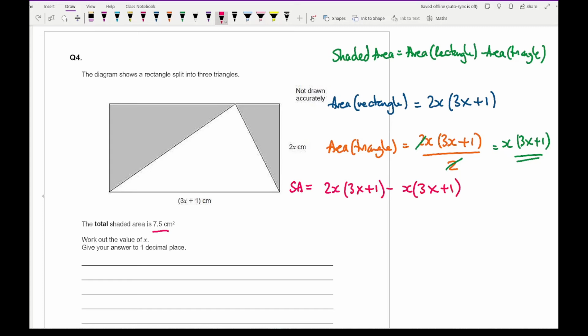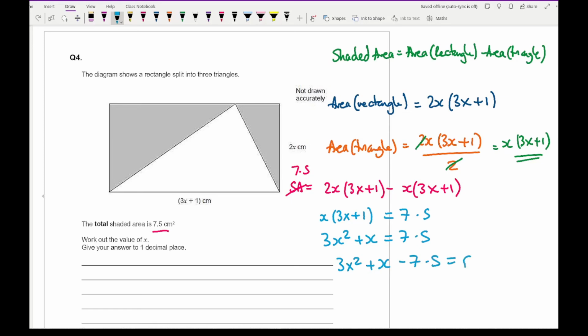Now, we then know that the surface area is 7.5, and if I take those two things away, as it's unfactorized, it's just going to give me a single x: 3x plus 1, because 2x take away 1x is just 1x. 3x plus 1 equals 7.5. Then if I expand the brackets, I get 3x squared plus x equals 7.5, and you can see it's slowly started to look like a quadratic equation, so I need to make that equal to 0, which I've done there.